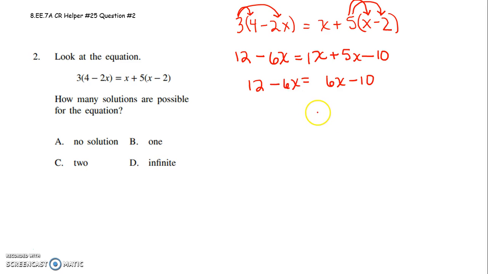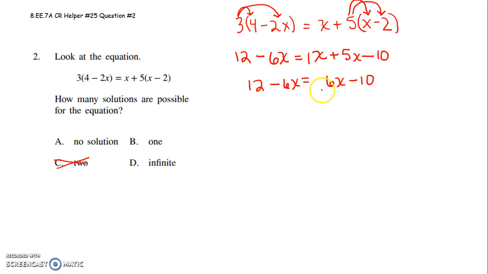I'm just going to go ahead and keep solving this equation till I can figure out whether or not there's one solution, two solutions, infinitely many, no solutions. Two solutions won't be the answer here because it's not a quadratic. It's either no solution, one solution, or infinitely many.